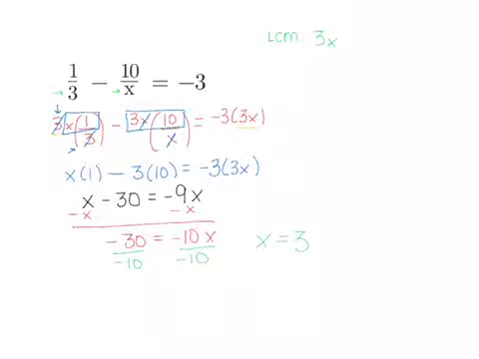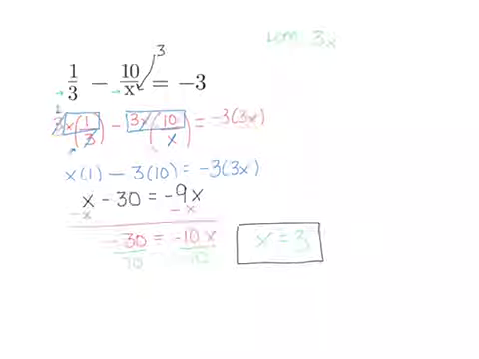Now I really quickly want to check and make sure that it won't make my denominator 0. If I replace this denominator with 3, I'll have a denominator of 3, which is fine, as long as it's not 0. So my solution here is x equals 3.